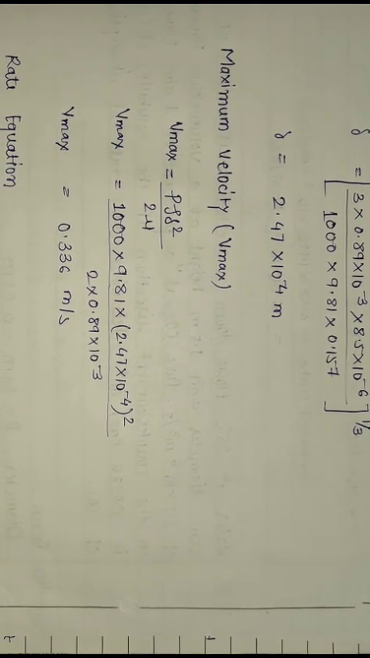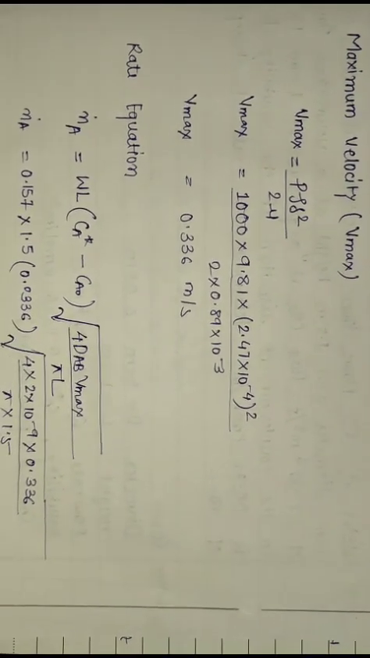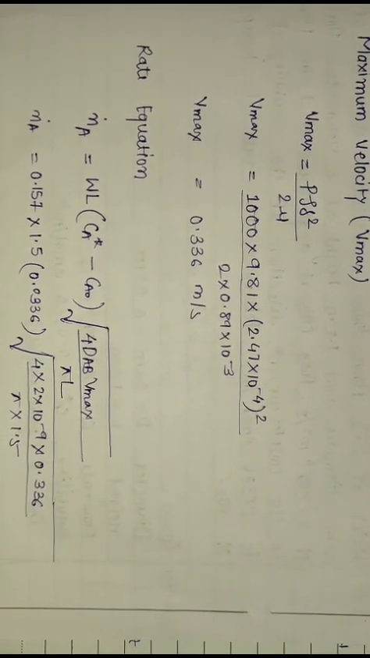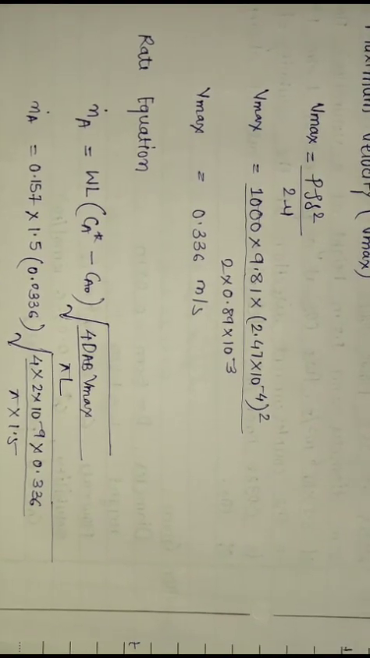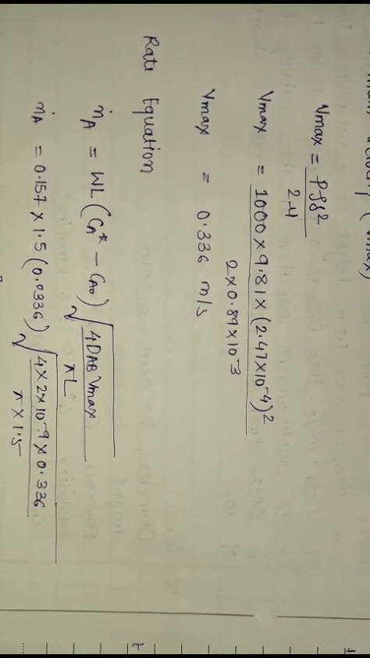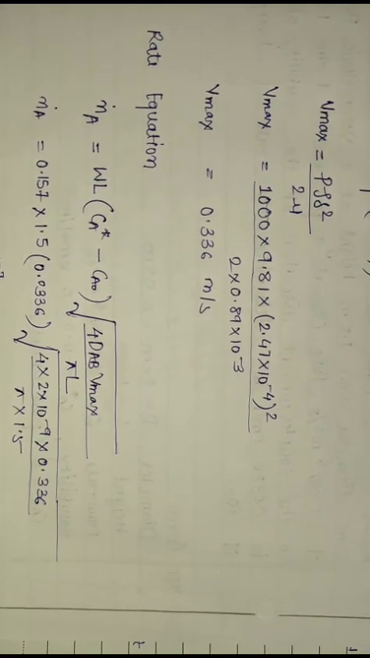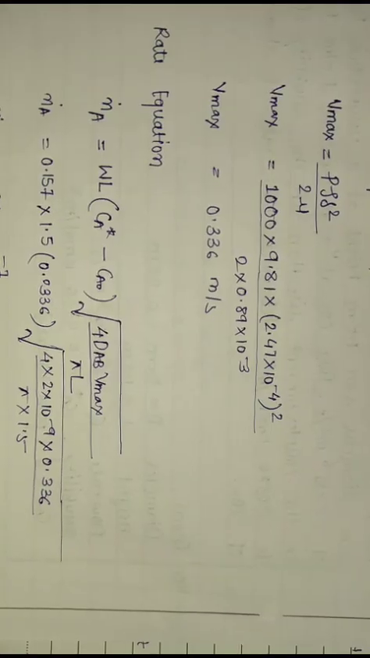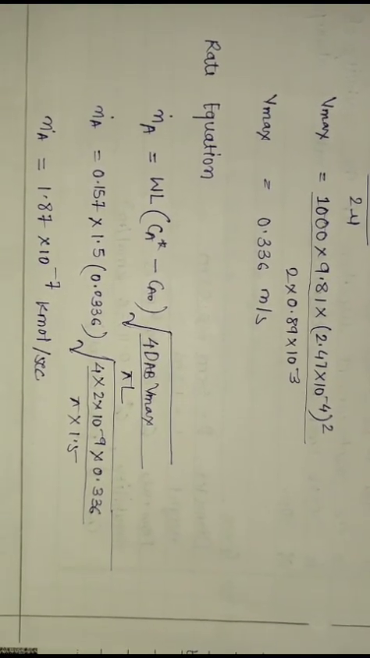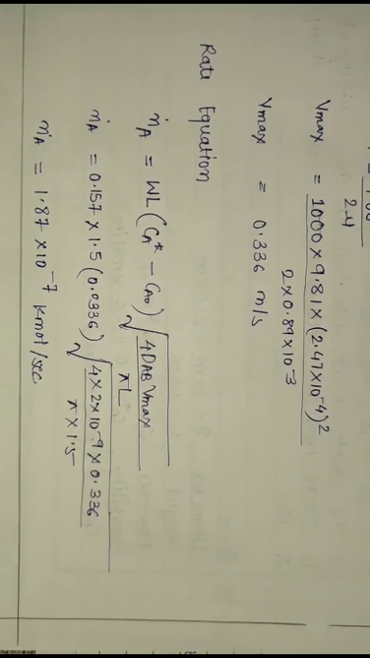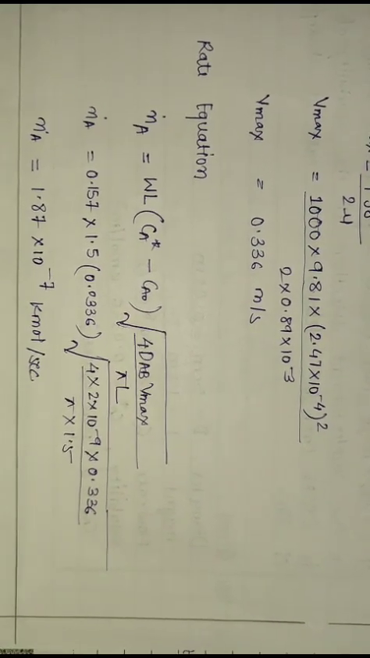Now applying the rate equation, that is NA equal to wetted perimeter into length into concentration difference into under root 4 into diffusivity into maximum velocity upon pi into length. Substituting the values, we will get a rate of 1.87 into 10 to the power minus 7 kilomole per second.